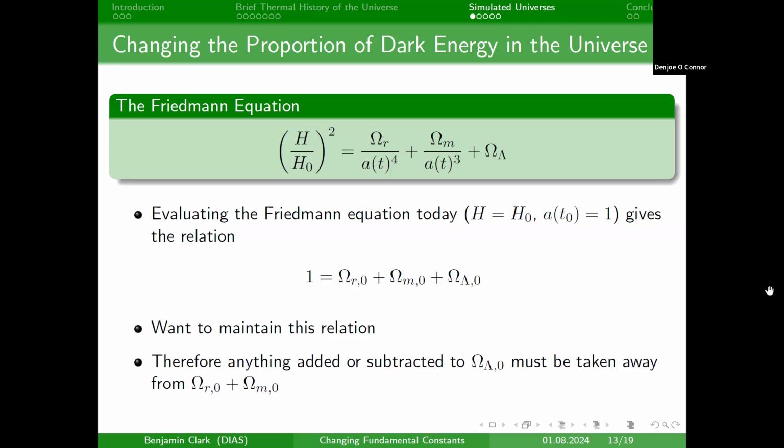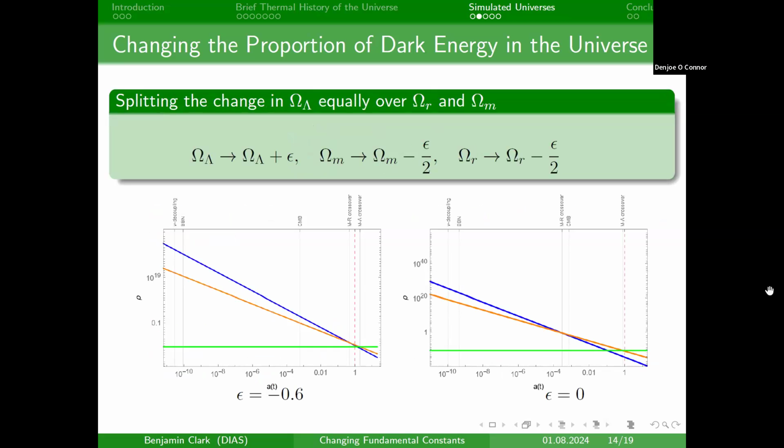So we want to maintain the second relation, 1 is equal to the three terms. That means that anything added to the dark energy density has to be taken away from the radiation density and matter density, which will limit the amount that we can change the dark energy density. We also want to keep each term positive. So the first way that we've changed the dark energy is we've split the change equally over the matter density and the radiation density.